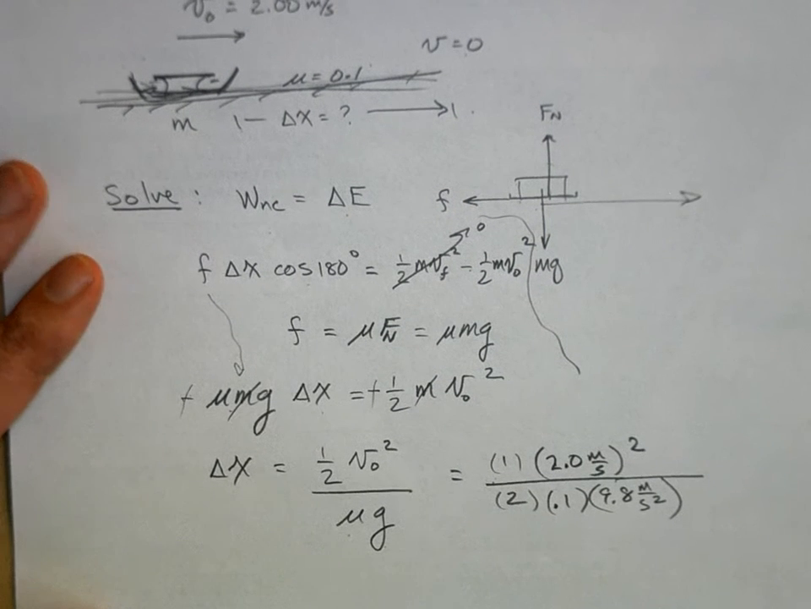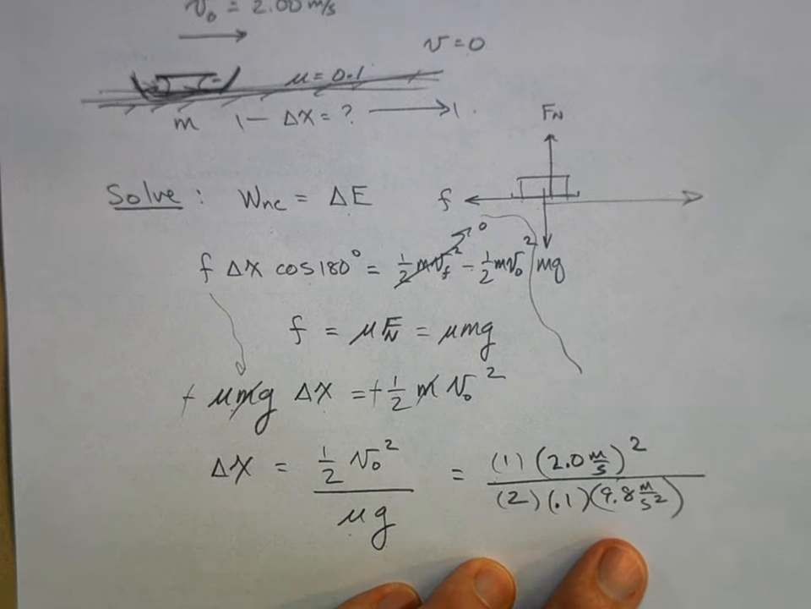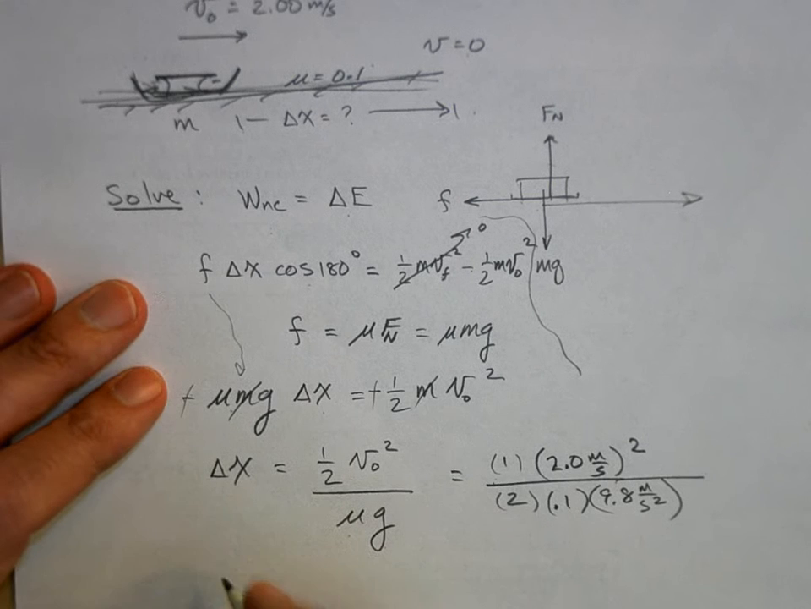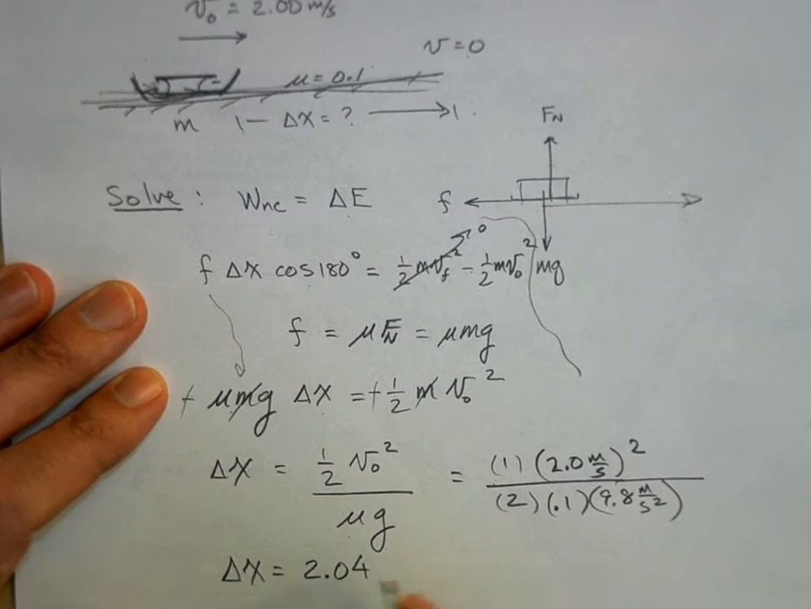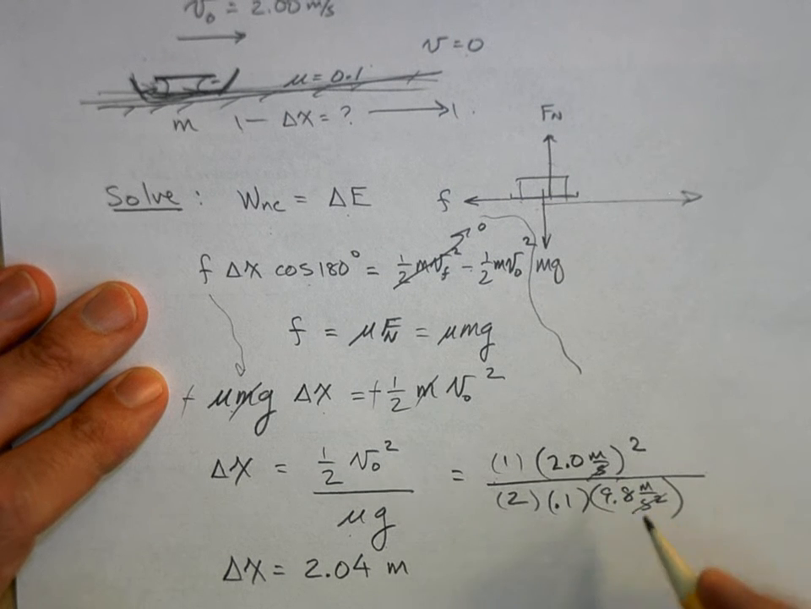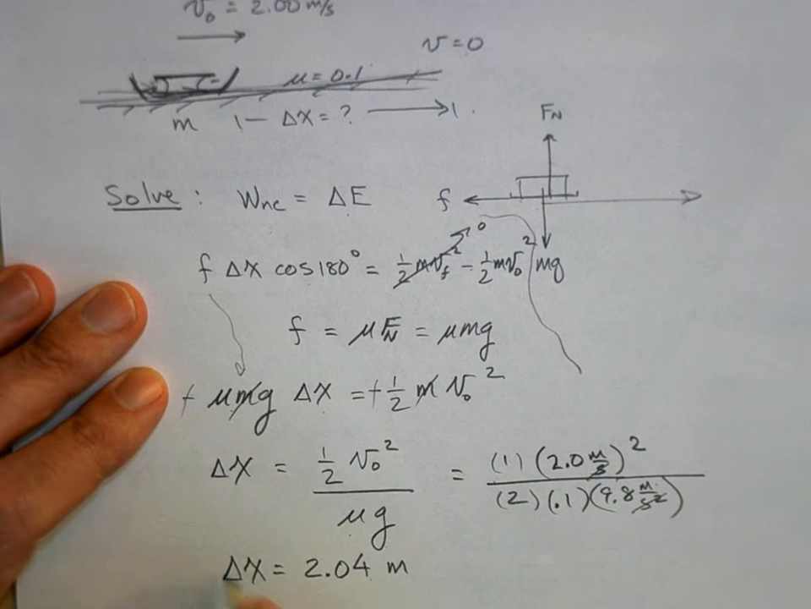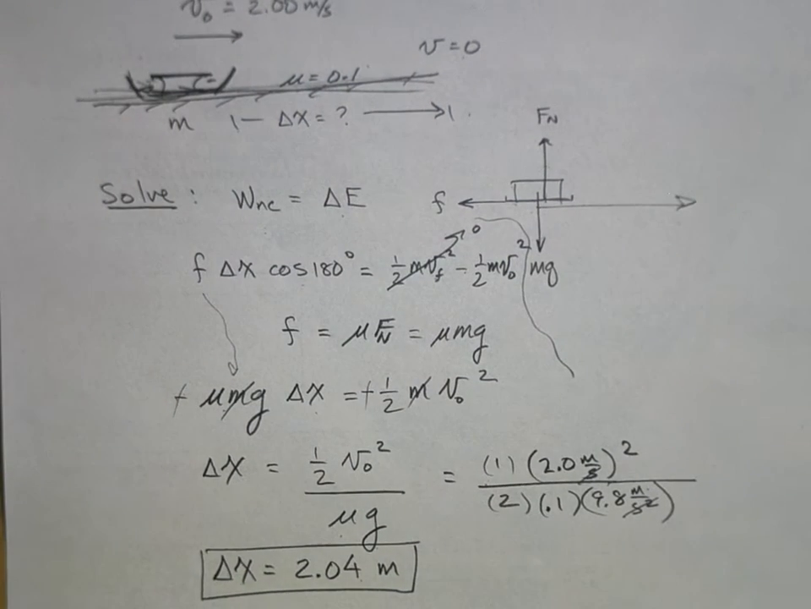And so that's going to be 4 divided by 2 divided by 0.1 divided by 9.8 equals, and so delta x is equal to 2.04 meters. Let's check that. We have meters squared per second squared, and the second squared cancels the second squared. The meter cancels with the meters squared, leaving meters left over, so my units work. My units work, I probably did it right. There we go. So let's zoom out and take a look at the whole thing.